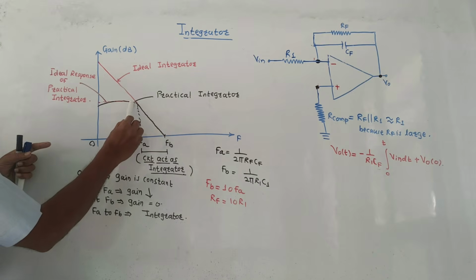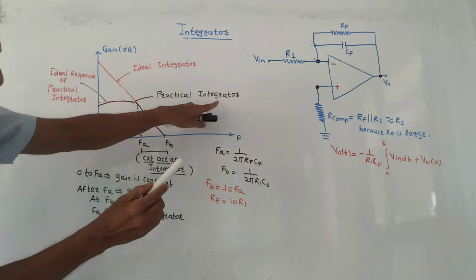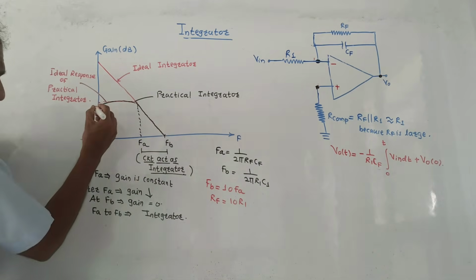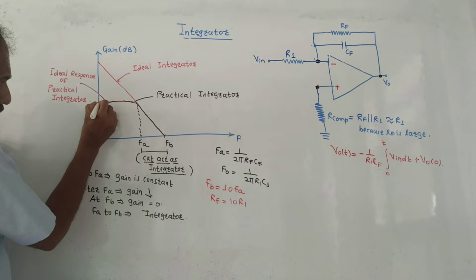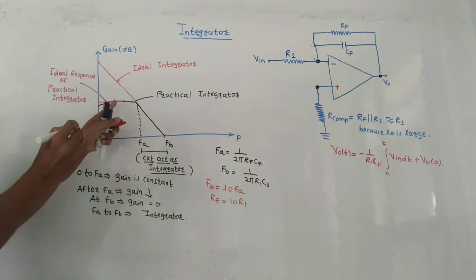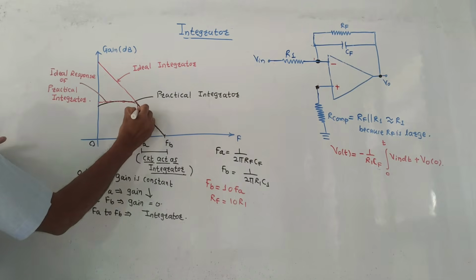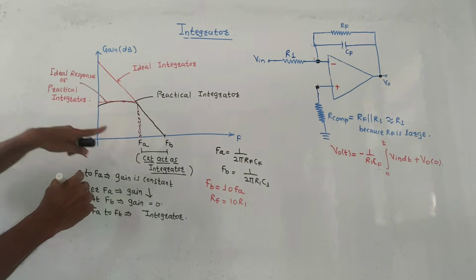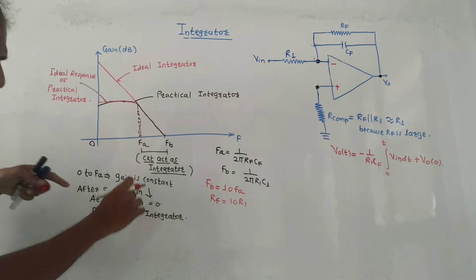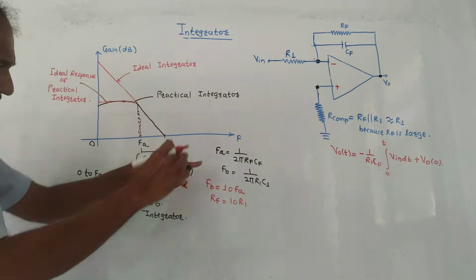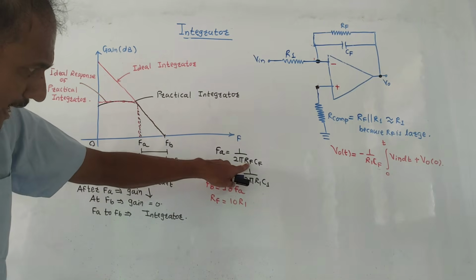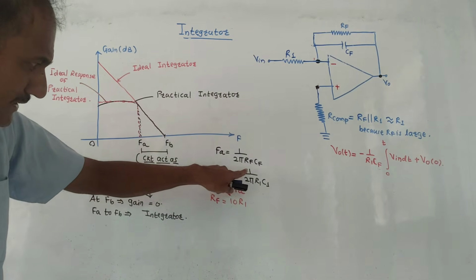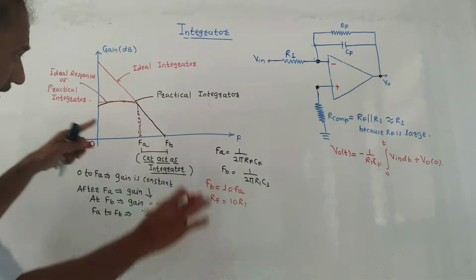This diagram drawn with black ink is for the practical integrator. In the practical integrator a curve type structure is shown, actually this should be a straight line. So this dotted straight line indicates the ideal response of the practical integrator. Here I have marked two frequencies, FA and FB. The value of FA is 1 by 2 pi RF CF. The value of FB is 1 by 2 pi R1 C1.